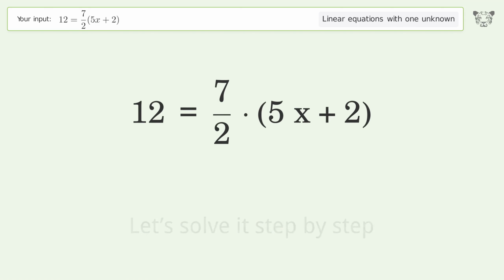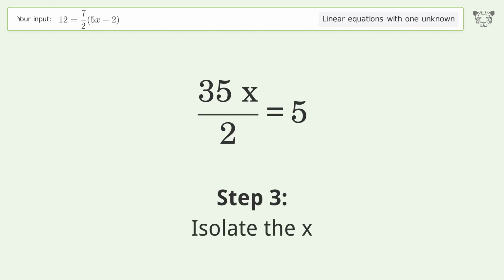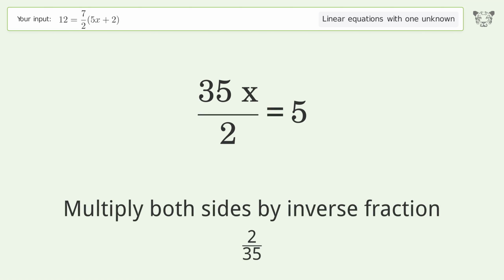Subtract 7 from both sides. Simplify the arithmetic. Isolate the x. Multiply both sides by the inverse fraction 2/35.